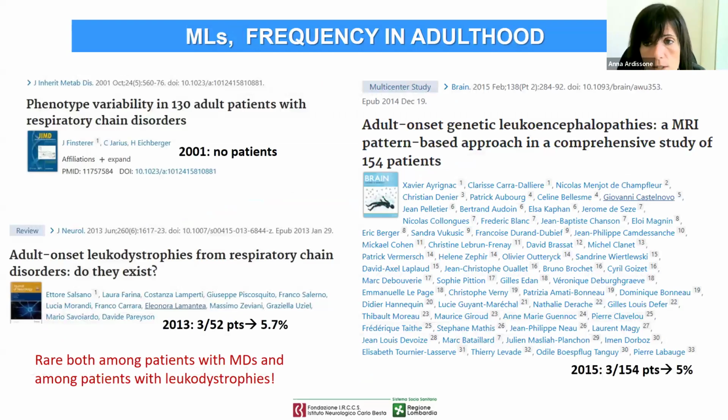Indeed, we know that the frequency of mitochondrial leukodystrophy in adulthood is lower than in childhood. There are a few reports about this topic, but the conclusions are the same, reporting mitochondrial leukodystrophy in no more than 5% of genetic leukodystrophies and mitochondrial disorders both.